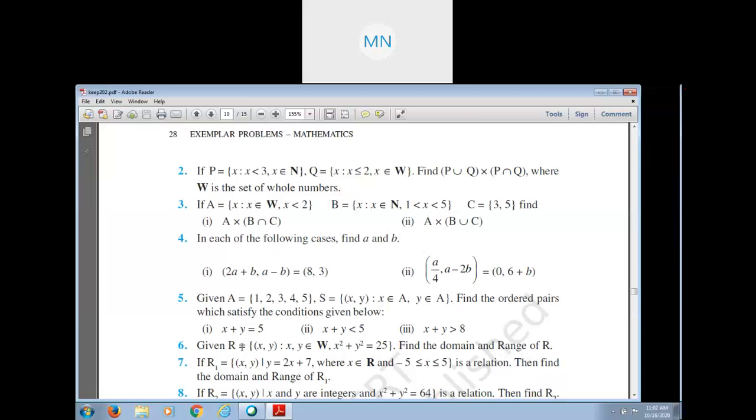If R equals the ordered pairs (x, y) such that x, y belong to W, where W means the set of whole numbers, such that x square plus y square equals 25, then find the domain and range of R. Have you written? Hello? Yes, ma'am.